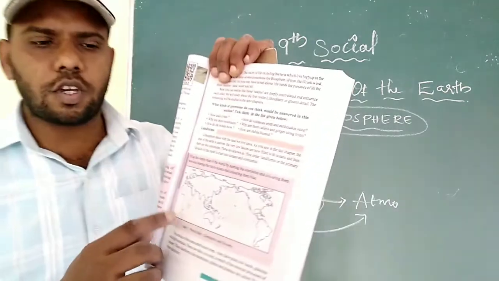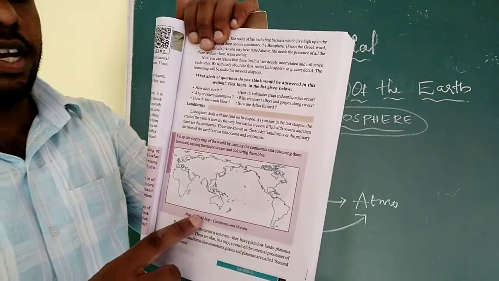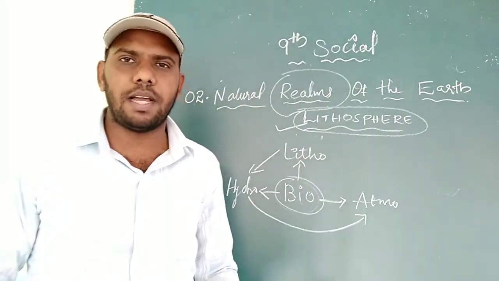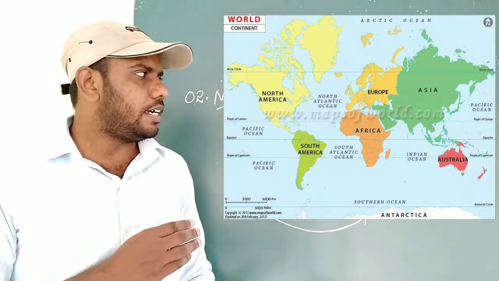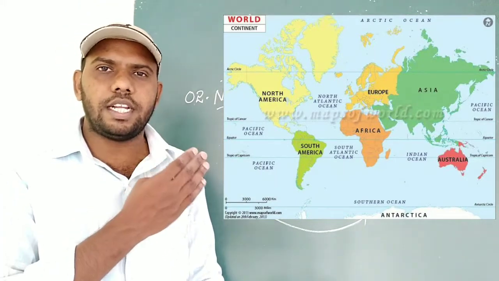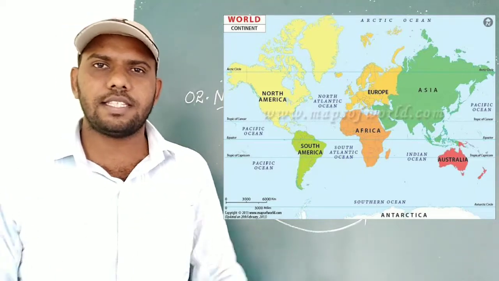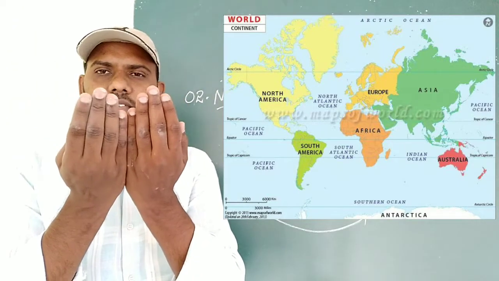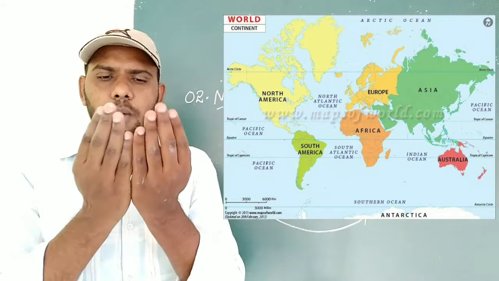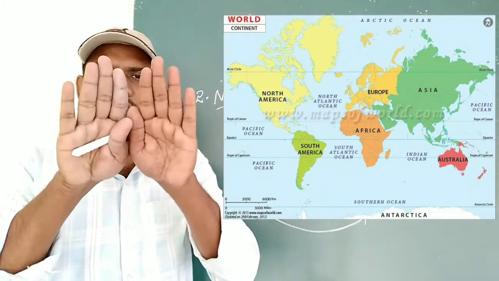Once you observe this world map, it will be somewhat different. We are seeing the regular world map here. Once you see this picture, you can see the Pacific Ocean is divided. We know that our earth is round in shape, so we can cut it from any part. Commonly the map is cut from the Pacific Ocean.